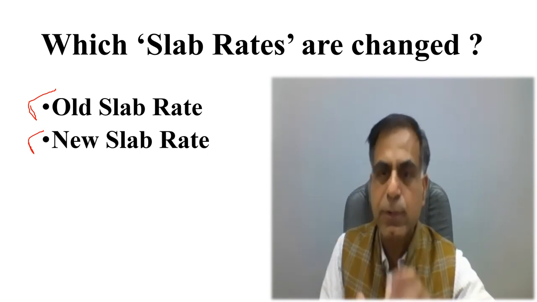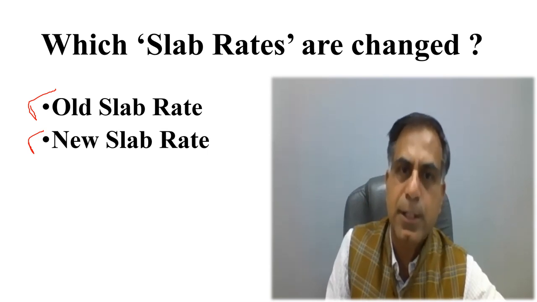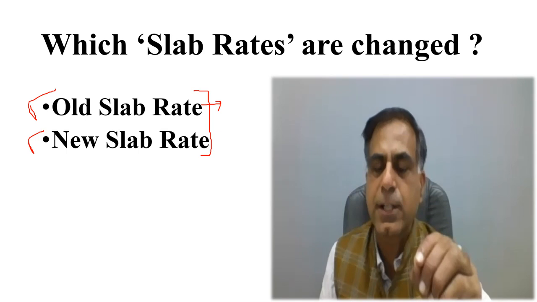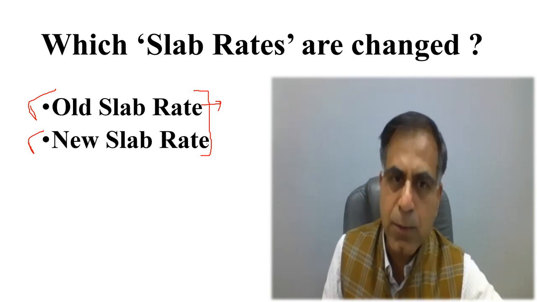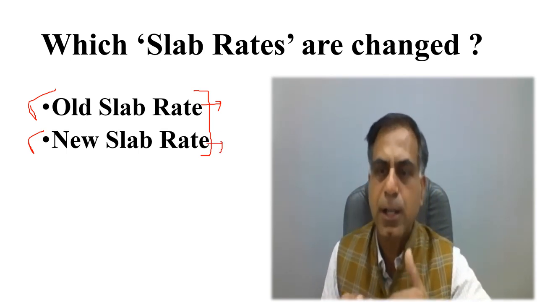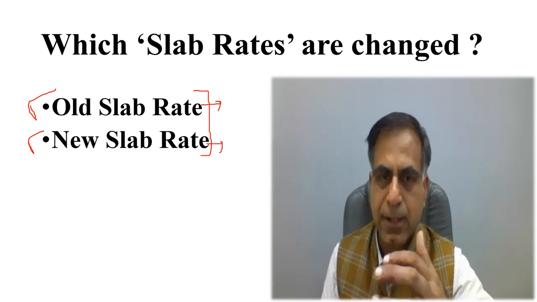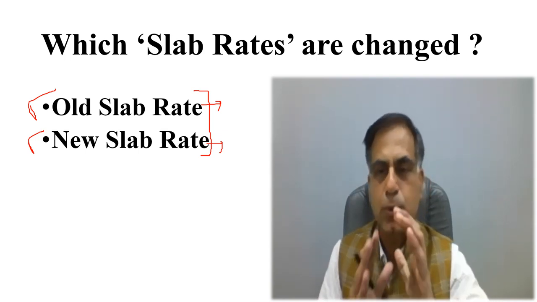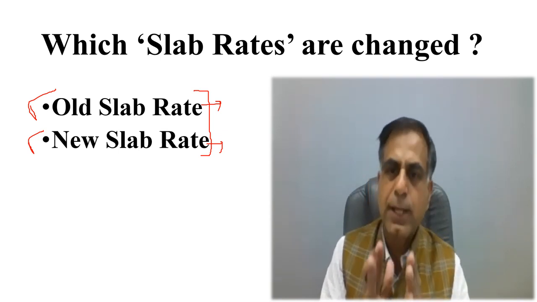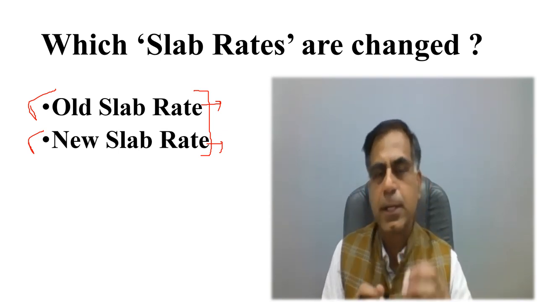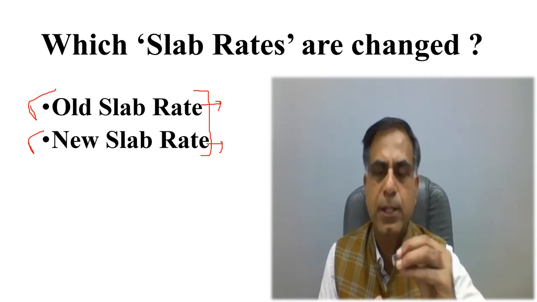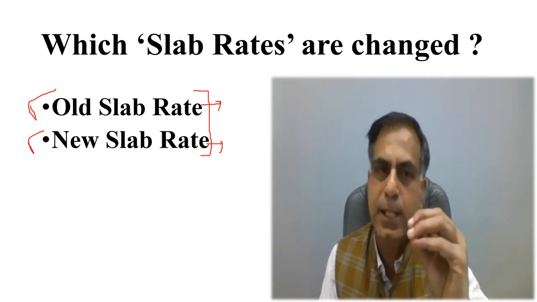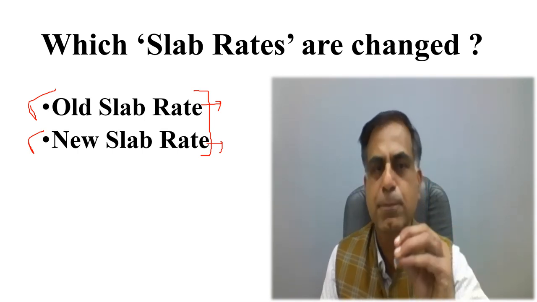Now, what is the difference between the old slab rate and the new slab rate regime, my dear friend? In the old slab rate, you used to claim certain deductions. However, in the new slab rate, deductions are not allowed and there is straightaway taxation. That is the basic difference. As an assessee, you usually have to decide before filing the return of income, for a relevant financial year, whether it is beneficial for you to pay the final tax liability as per the old slab rate or the new slab rate.